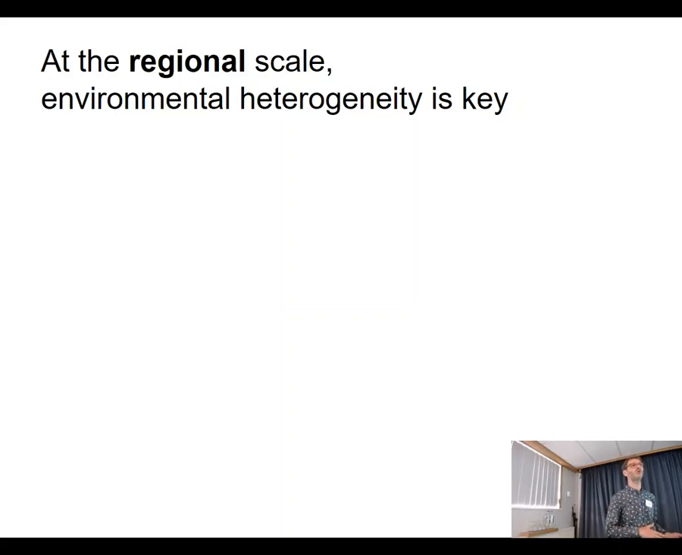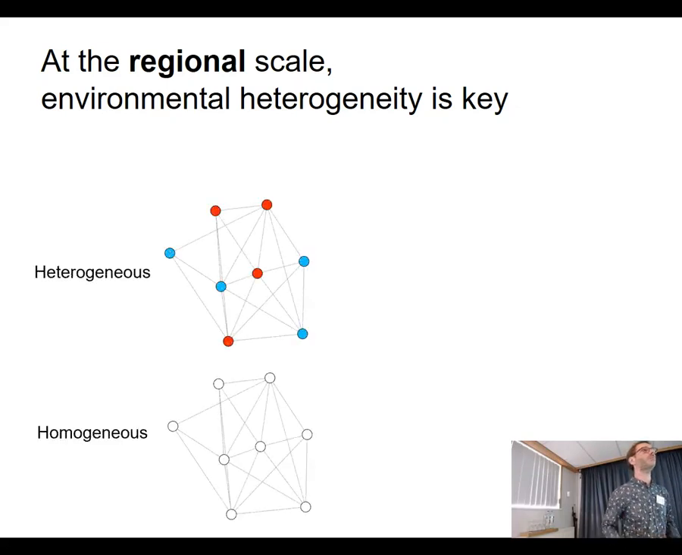When we move from the local to the regional scale, most people know that environmental heterogeneity is a key driver. Let me explain this a bit. If you have a very homogeneous landscape, and here all the different dots are local communities, and the lines between those communities are connections that allow individuals to move from one local community to the other. When the environment is very homogeneous, then there are not really different habitats. There's just one habitat spread across the whole landscape.